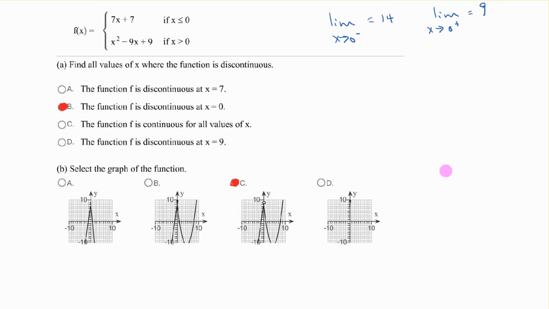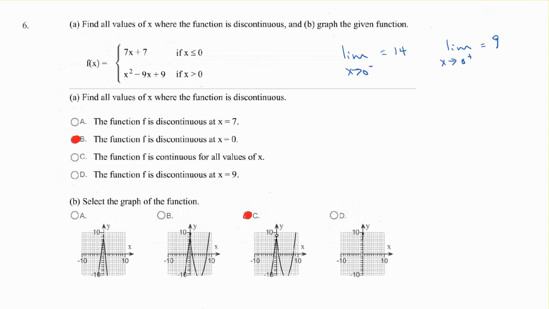You could put this in your grapher, or you could kind of look at it by hand. So for x less than or equal to 0, it's this straight line, 7x plus 7. And for x greater than 0, it's the quadratic. It is this one because x is less than or equal to 0. And for this one, it's greater than 0. So we have this. It does have a hole at 0.